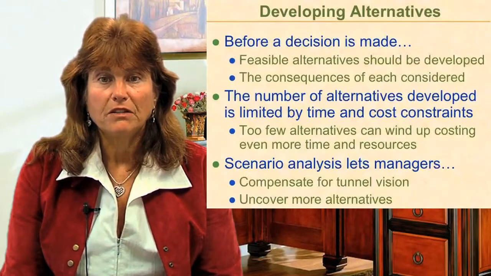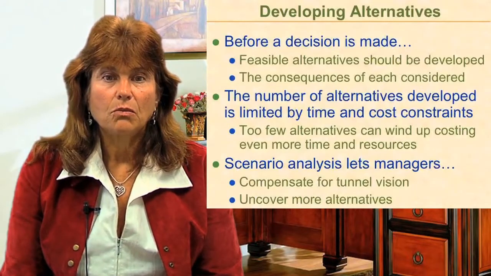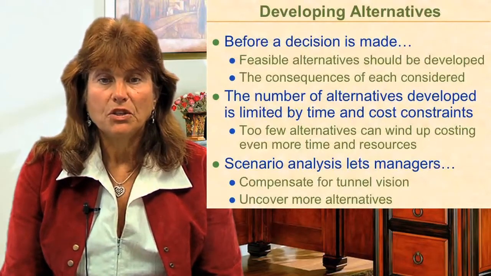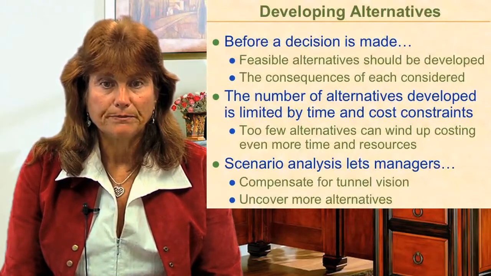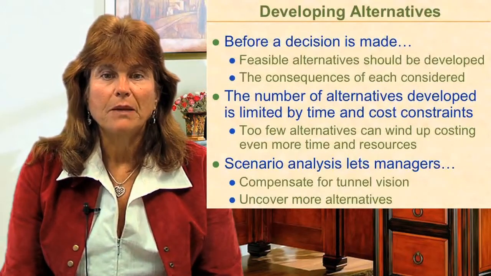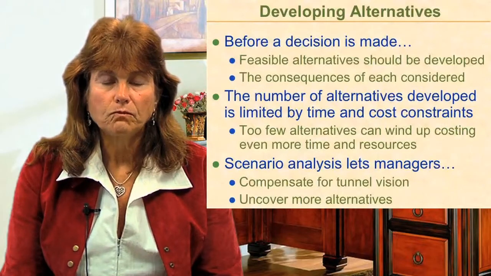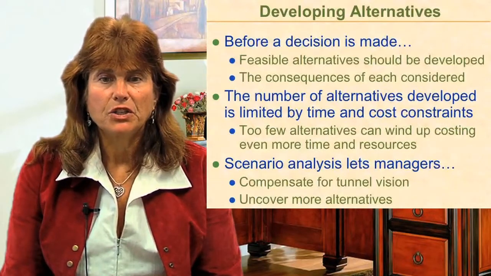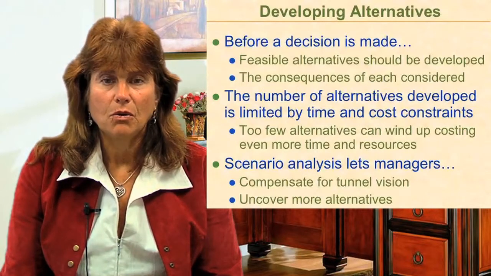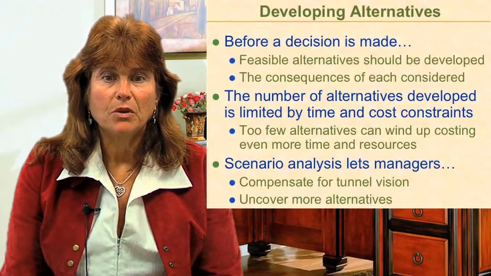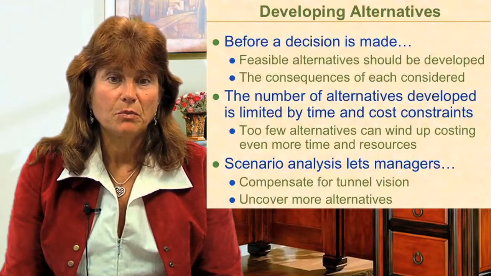So before a decision is made, we need to look at how we can develop many different alternatives. We should have multiple alternatives developed before we make a final decision, and we should know the consequences of each one of those alternatives. The amount of alternatives we develop might be dependent on how much time we have and how much cost. Sometimes simulations and modeling cost money or involve a lot of resources of people. Too few alternatives can wind up costing even more time and resources than too many.